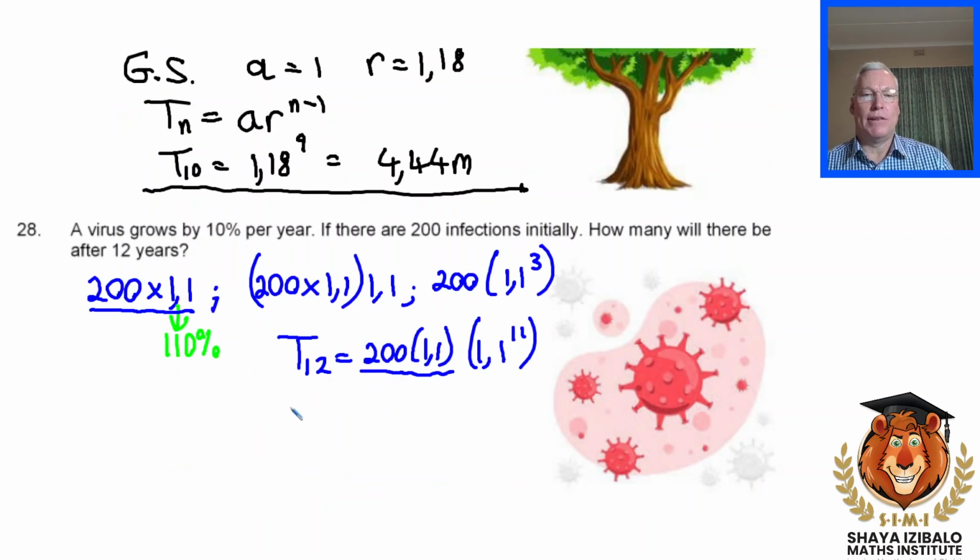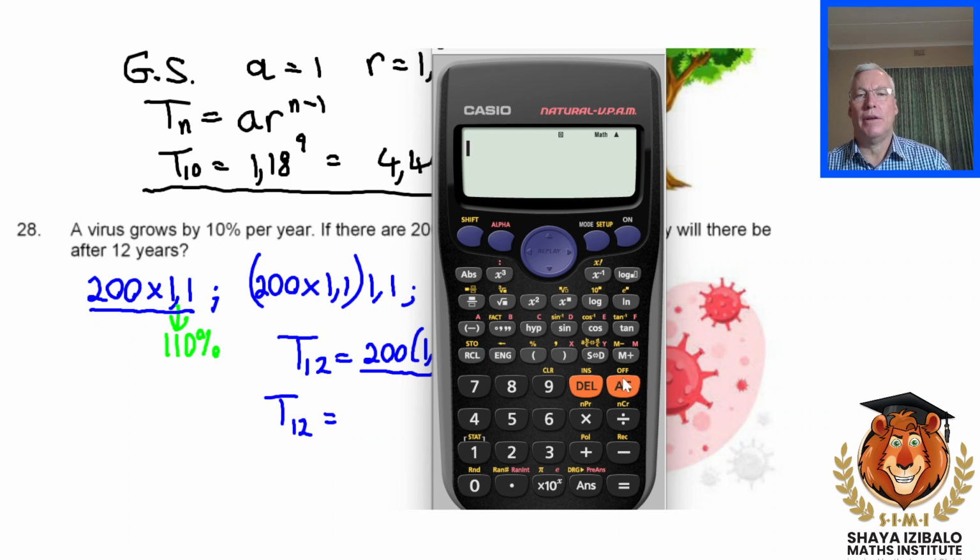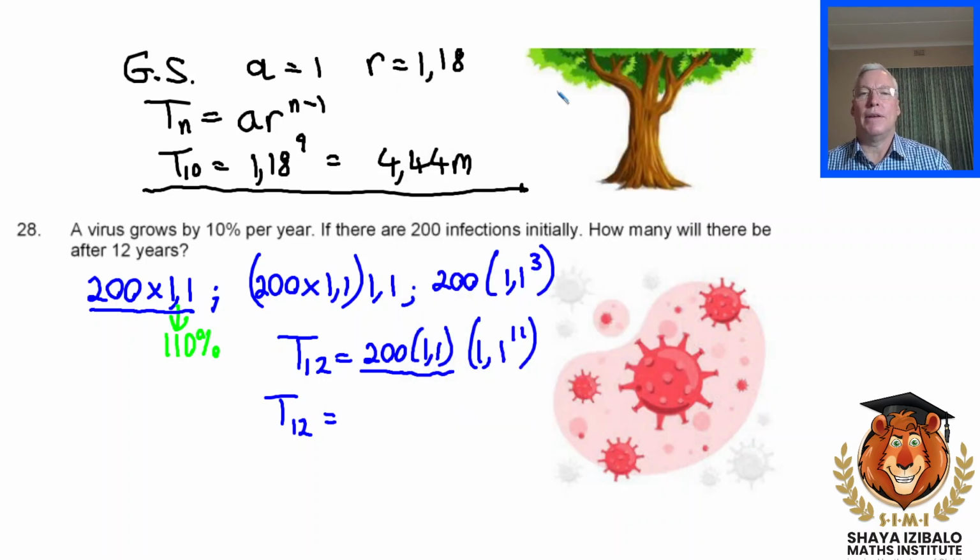As we've done previously, just to save time here, I'm just going to put 200 times 1,1 to the power of 12 into my calculator. And we get 627,6. Because these are numbers of infections, we're probably just going to round this to the nearest whole number, so 628 infections.